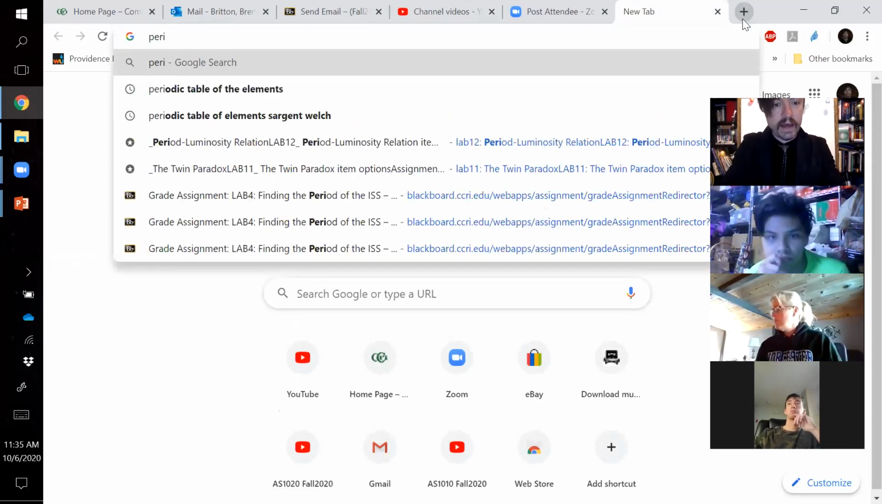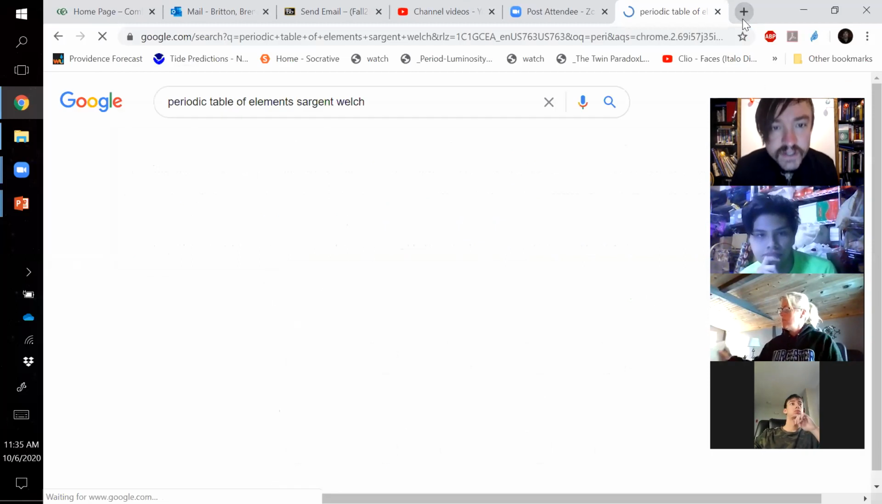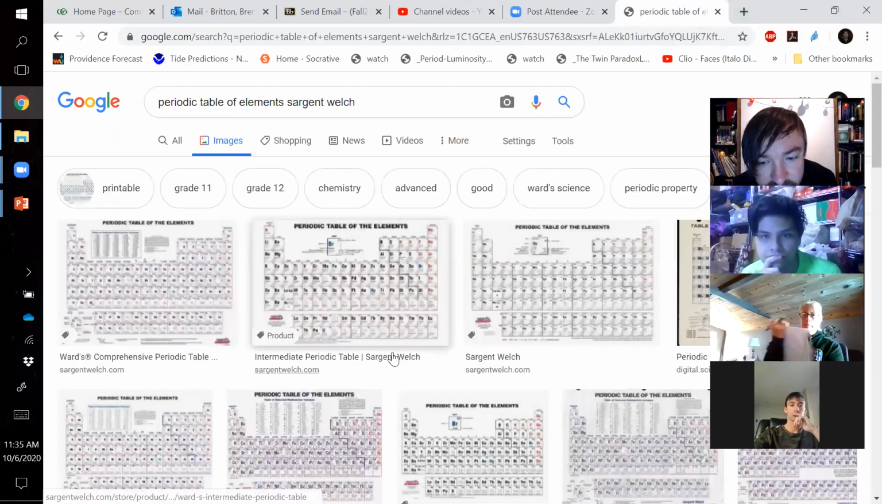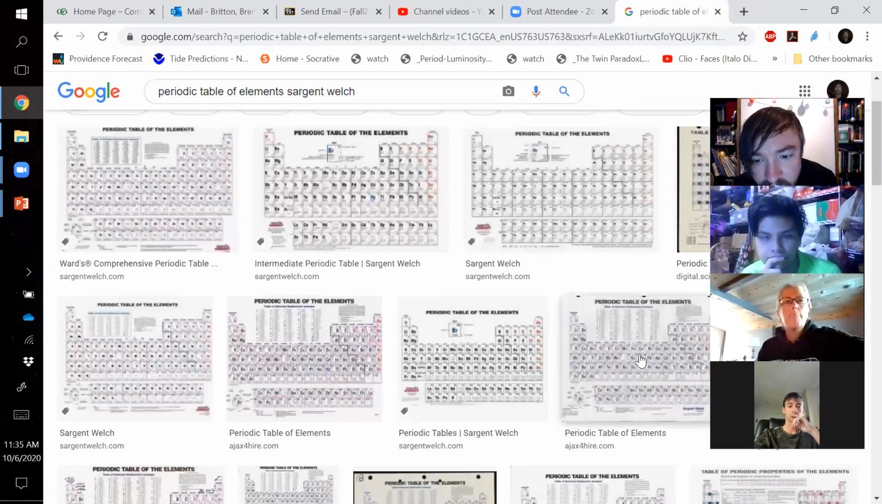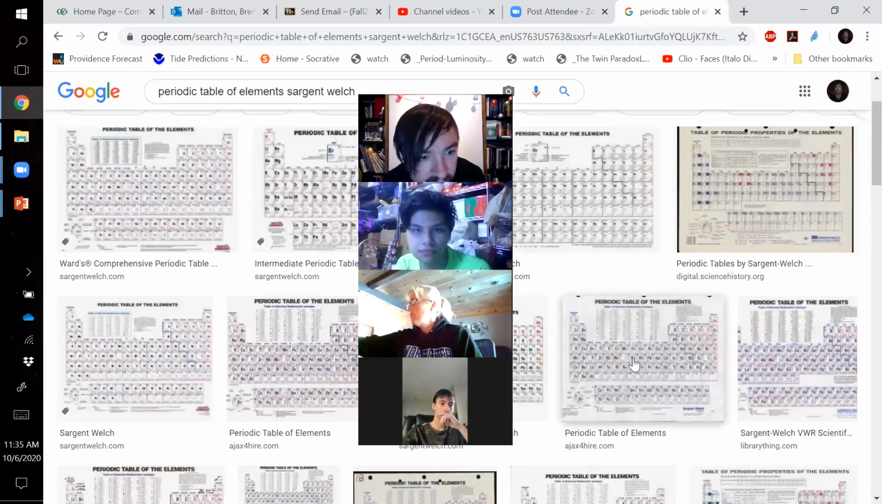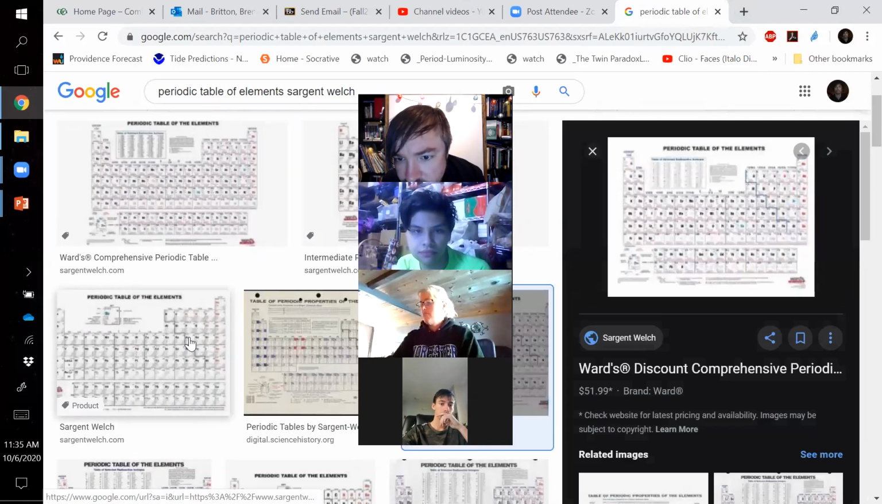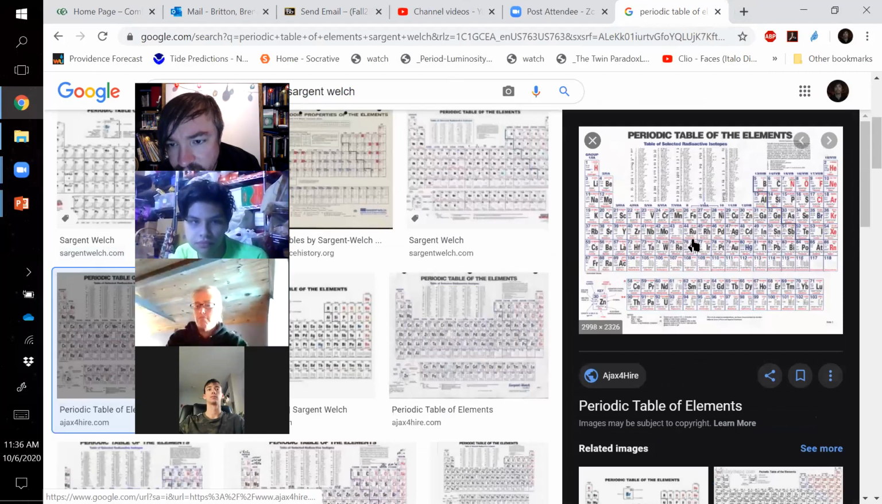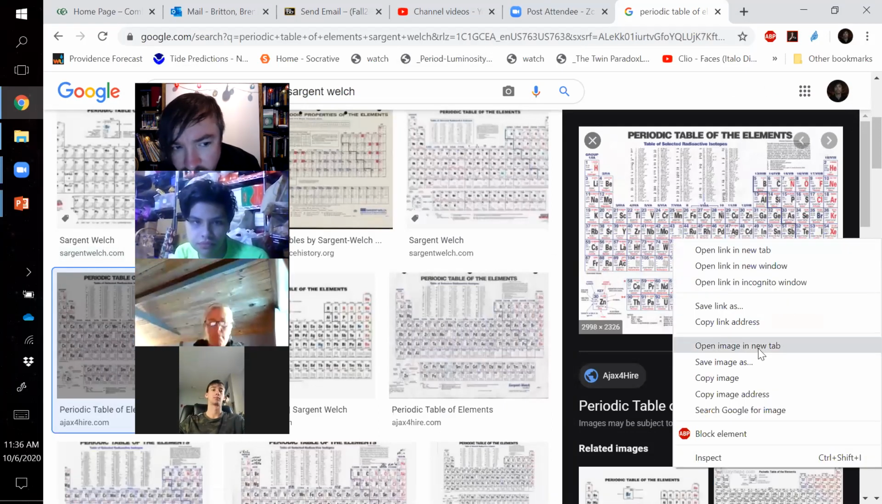Let's look up a periodic table of the elements. I like the Sargent-Welch one. I used to use this one when I was in a chemistry class a long time ago. If we could find a high resolution one, that would be lovely. That's not high resolution enough. One of these will certainly be. There we go. 3,000 pixels sounds good. Okay.